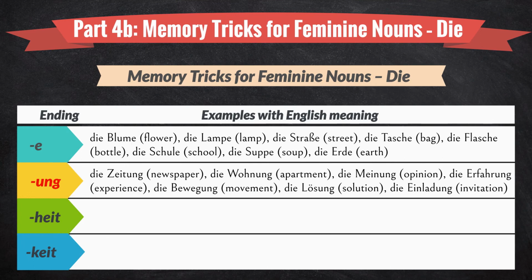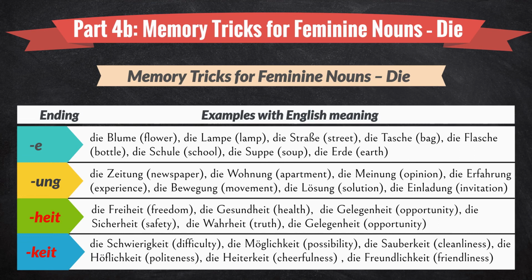Two more common endings for feminine nouns are -heit and -keit. For example, die Freiheit means freedom, die Gesundheit means health, die Gelegenheit means opportunity, and also die Schwierigkeit means difficulty, die Möglichkeit means possibility, die Sauberkeit means cleanliness.